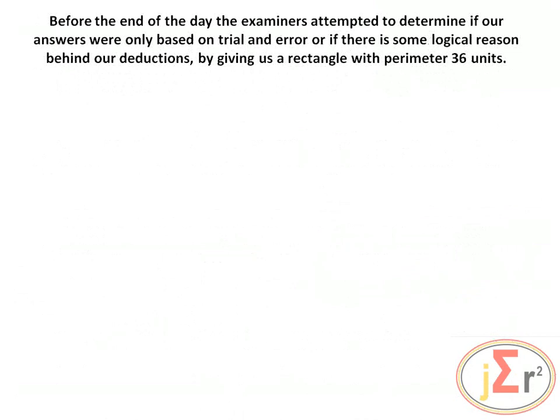Before the end of the day, the examiners attempted to determine if our answers were only based on trial and error, or if there is some logical reason behind our deductions. And that is why they gave us another rectangle that had perimeter 36 units and asked us to find the maximum area of such a rectangle.